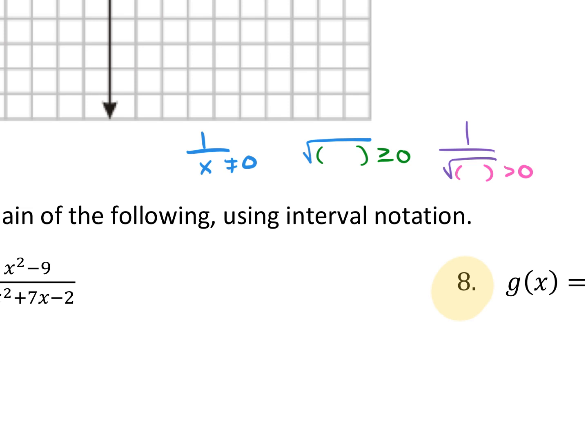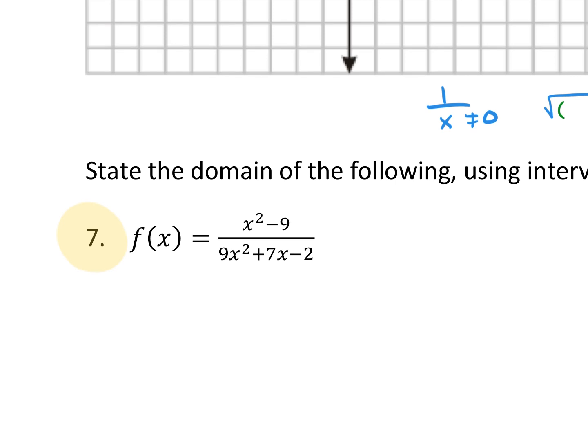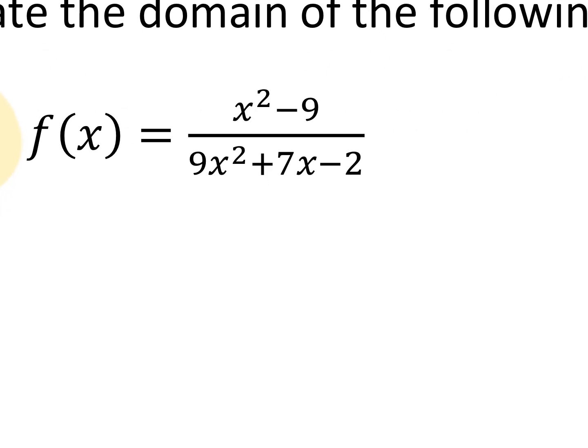Anything else? If we don't have a fraction and don't have a square root, what would our answer be? All real numbers, but how would we write that in interval notation? Negative infinity to positive infinity. All right, so let's look at 7. We have a fraction, so I have to be careful. What do I do when I have a fraction? Set the denominator not equal to 0, which is pretty much the same thing as setting it equal to 0. We just need to find the values there.